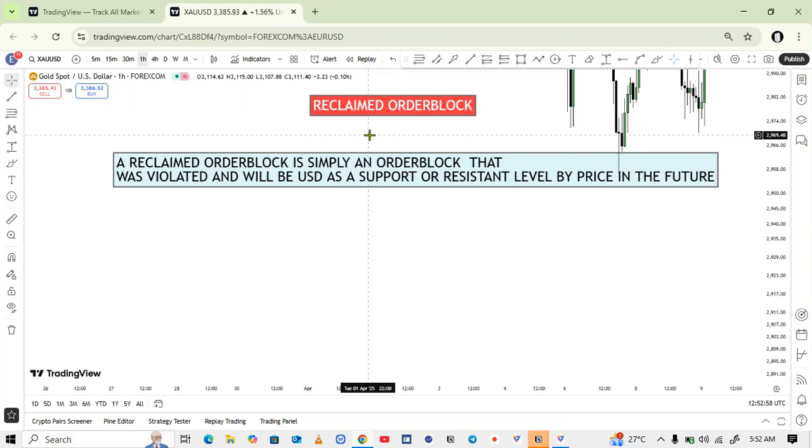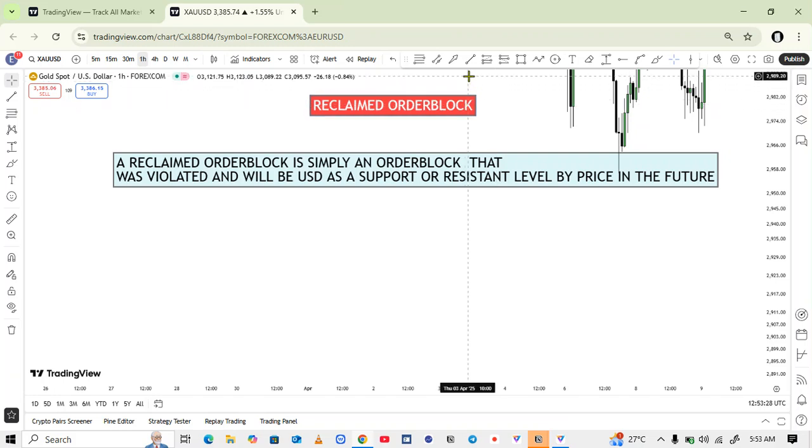So today's topic is a reclaimed order block. And what is a reclaimed order block? A reclaimed order block is simply an order block that was violated and will be used as a support or resistance level by price in the future. Do you understand what I say, guys? I said that a reclaimed order block is simply an order block that was violated and will be used as a support or resistance level by price in the future.